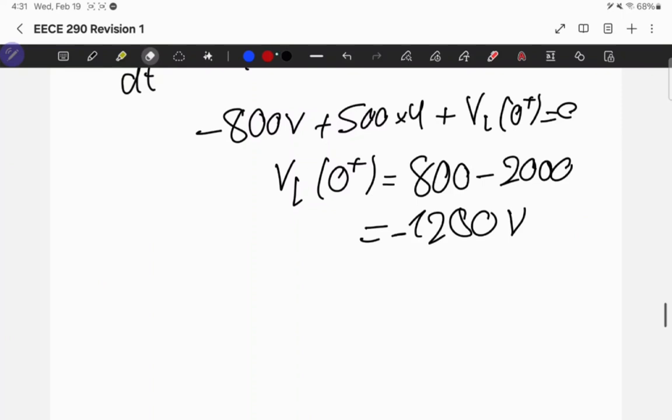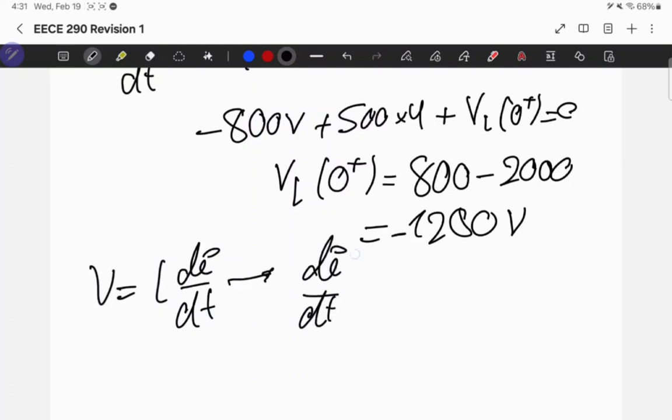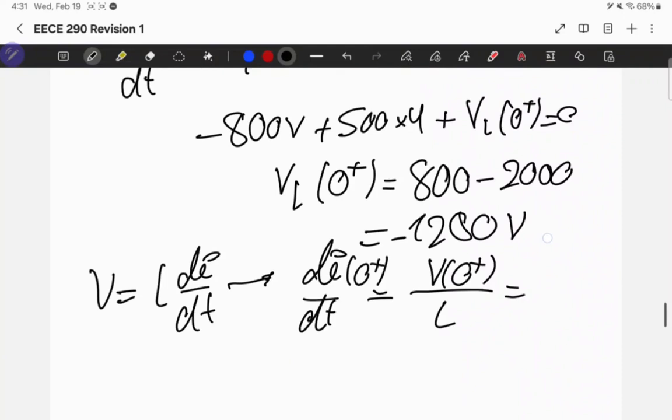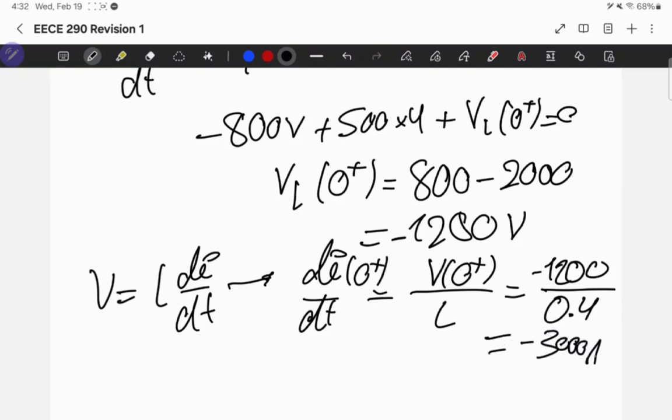Now I know that across an inductor, the voltage is L di by dt. So di by dt at time equals 0 plus is equal to this voltage at 0 plus divided by the value of the inductor, the inductance. So VL at 0 plus, I just got right here, minus 1200 divided by the value of the inductance, 0.4. This will turn out to be minus 3000 amperes per second.